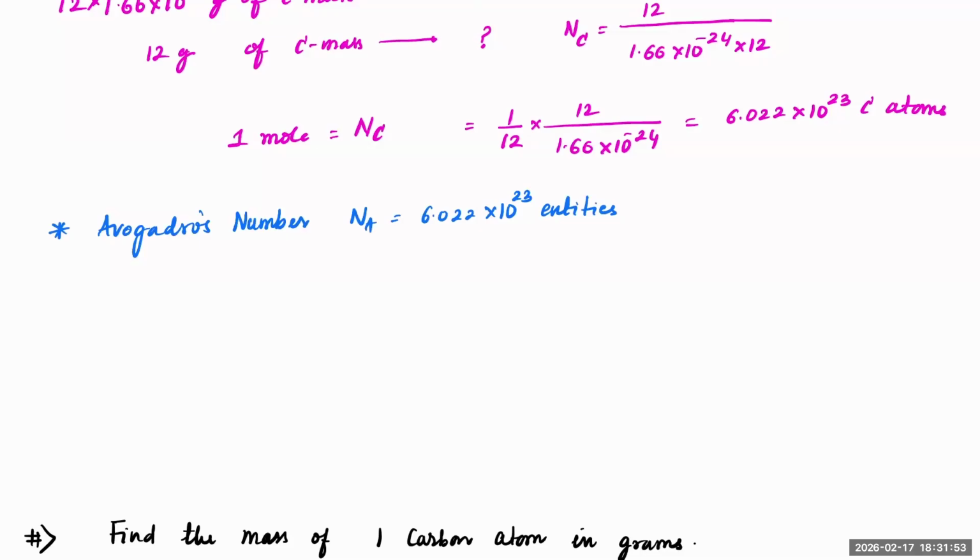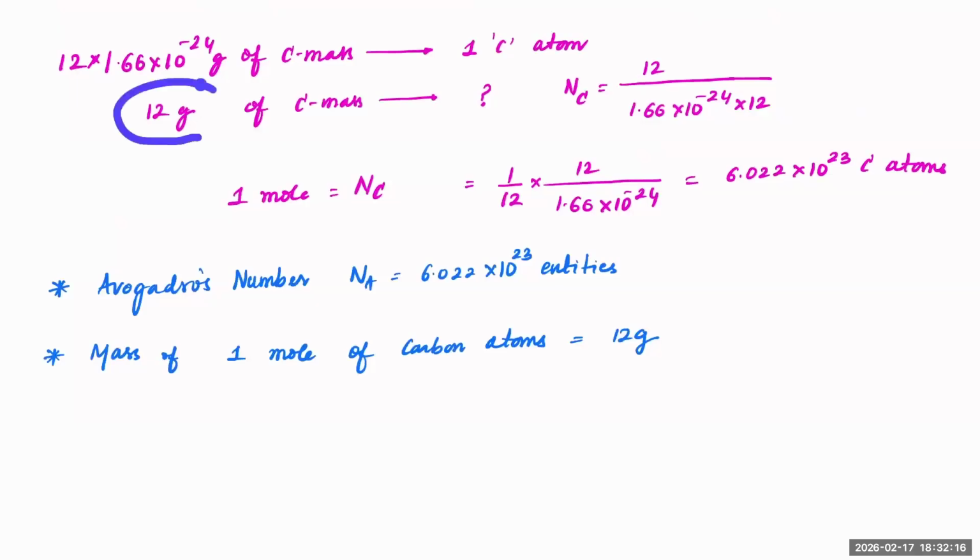Now, I can also write something here that mass of 1 mole of carbon atoms will be equal to 12 grams, isn't it? Because that's what eventually we got, the same thing, right? When you take 12 grams, we got that as 1 mole.